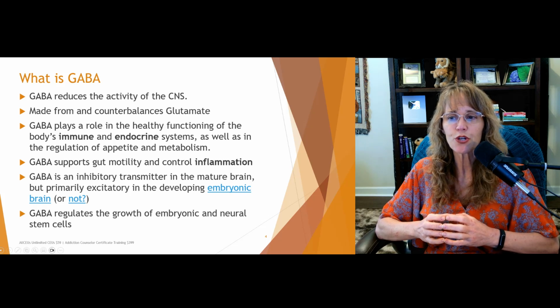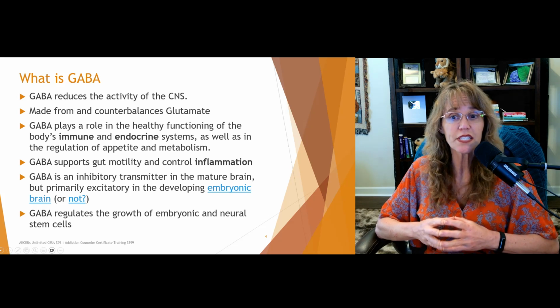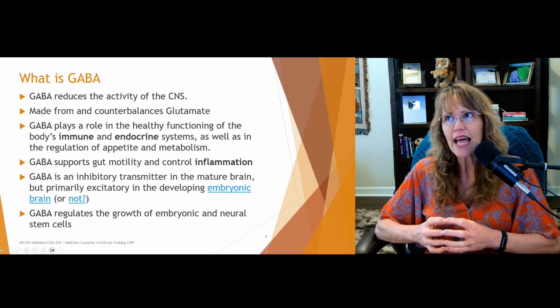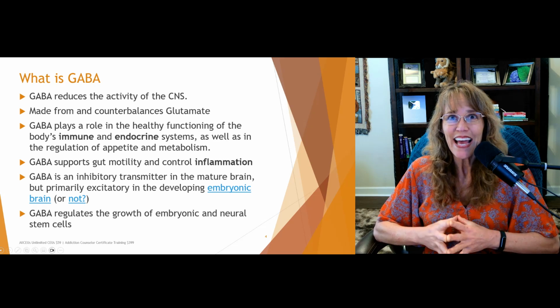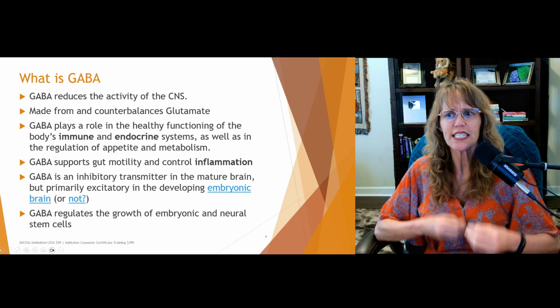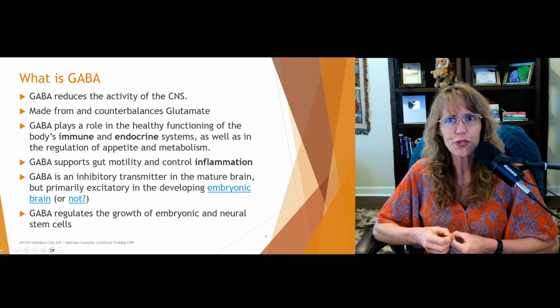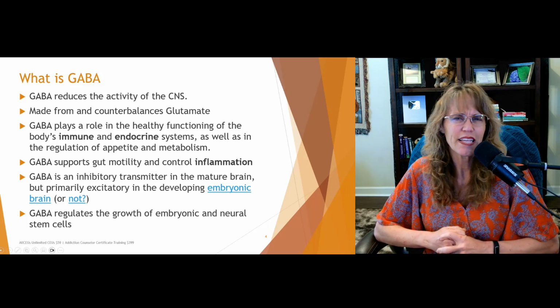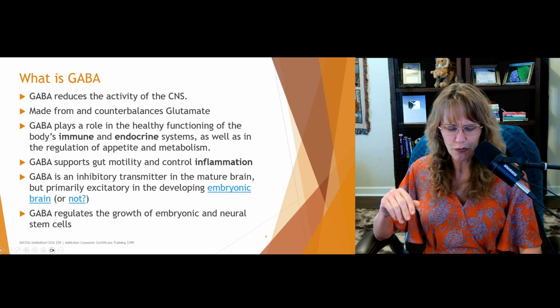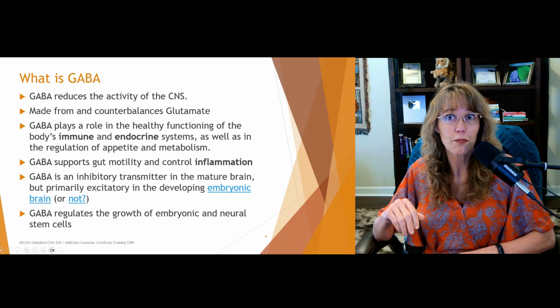GABA regulates the growth of embryonic and neural stem cells. And that is one of the reasons why they thought it was excitatory, because it stimulated and regulated the growth of these. But, again, there was some confusion. And that's not really all that important for you to know for clinical practice.